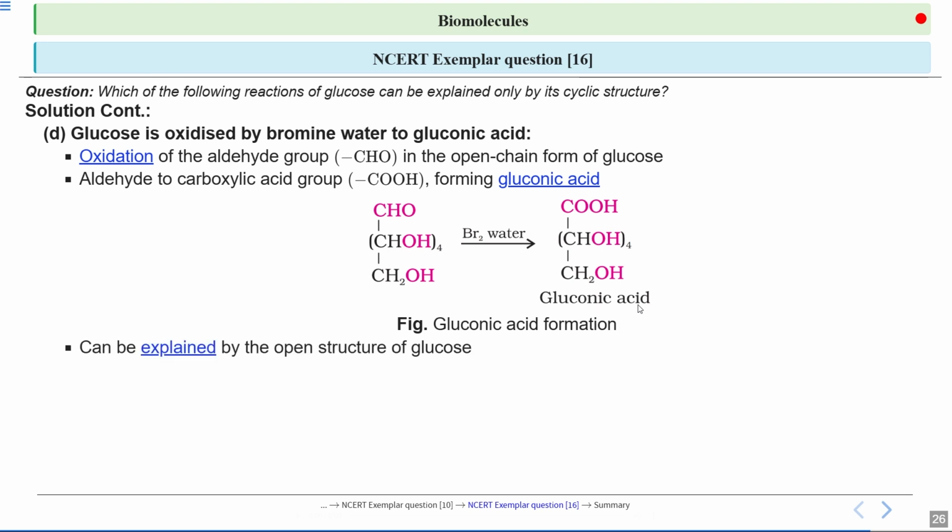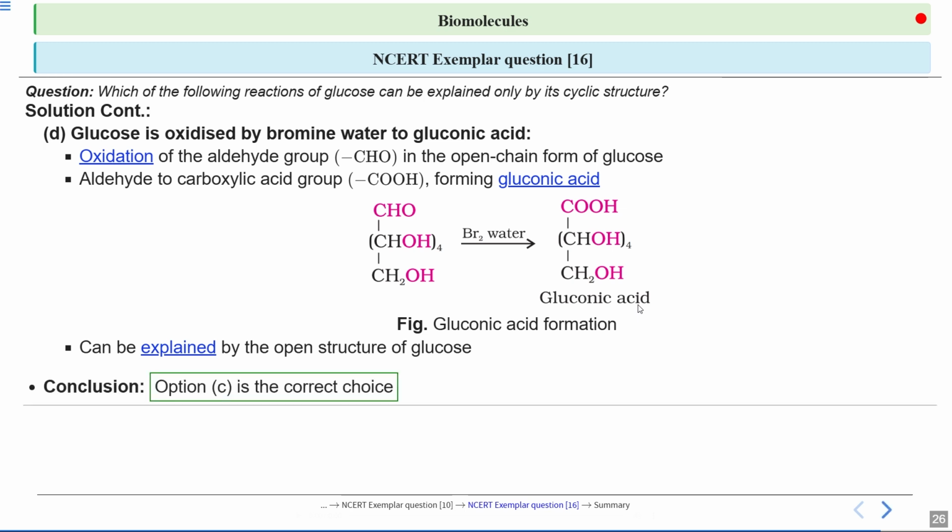This can be explained by the open chain structure of glucose and not the cyclic form. The aldehyde group is only available for oxidation when glucose is in its open form. That is why this reaction does not require the cyclic structure. So therefore option C is the correct answer. If you'll see, only certain reactions of glucose, like mutarotation and formation of glycosides, can be explained by cyclic structures.